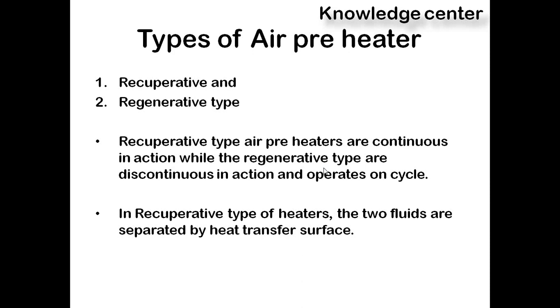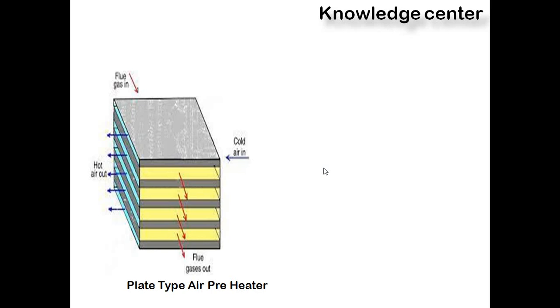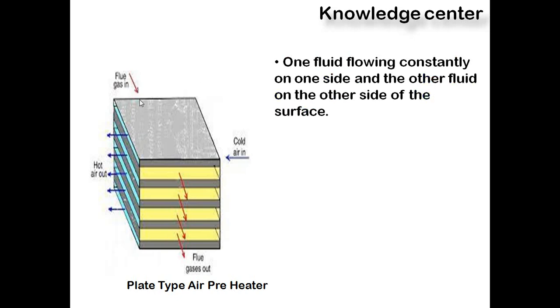Based on the way of separating those two fluids, we have two types of recuperative air preheater. Among those, the first one is the plate type air preheater. You can observe here, the flue gas is on the surface of this plate, and below this we have cold air, that is the natural air. When this cold air passes the surface of the plate and comes out this side, we get hot air out of it.